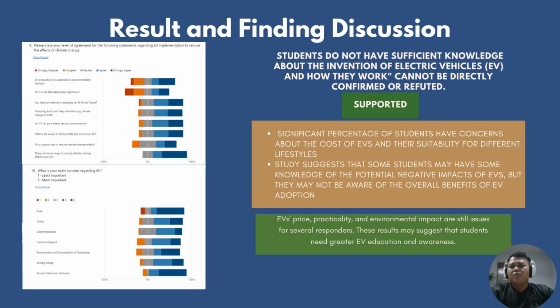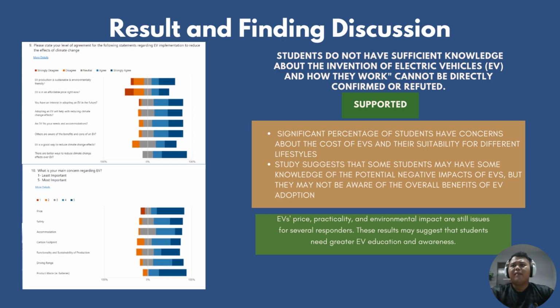However, there are also respondents who disagree or are neutral on these statements. It is worth noting that significant number of respondents are neutral on whether the EV are affordable right now or whether others are aware about the benefit and cons of EVs. As for question 10, the data suggests that the most important concern regarding EV is the price, followed by the product waste and accommodations, carbon footprint, functionality, and sustainability of productions. And driving range also appear to be a significant concern for the considerable number of respondents.